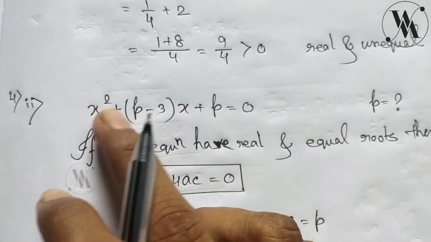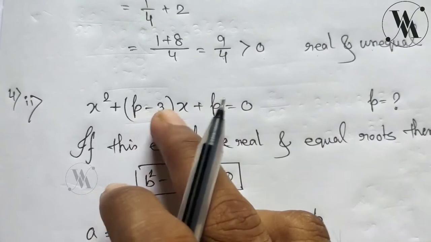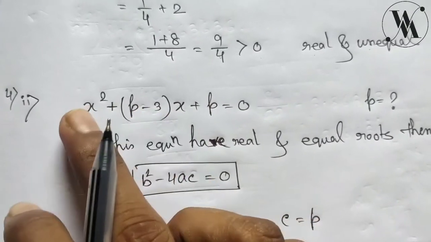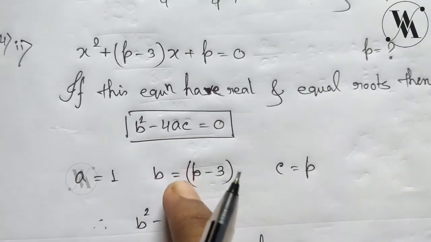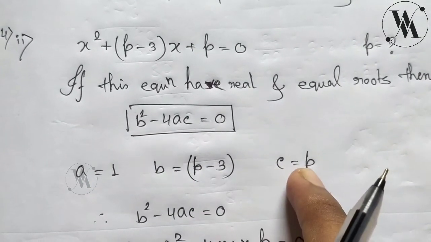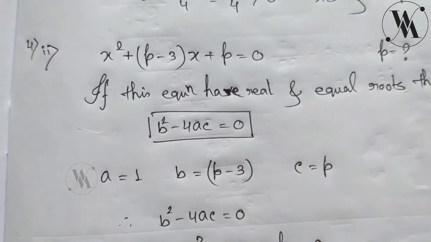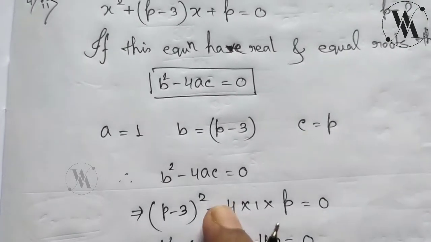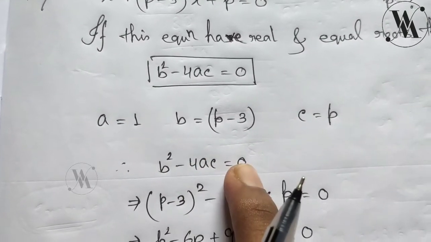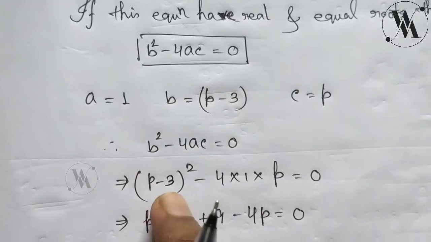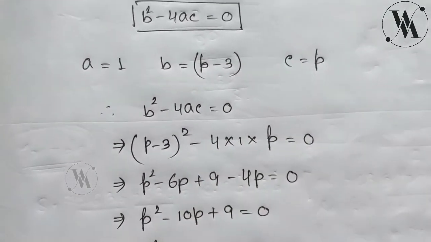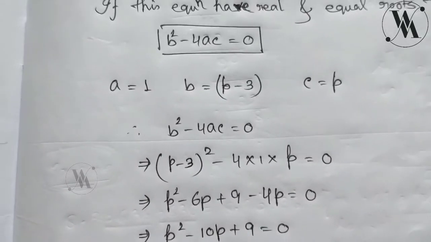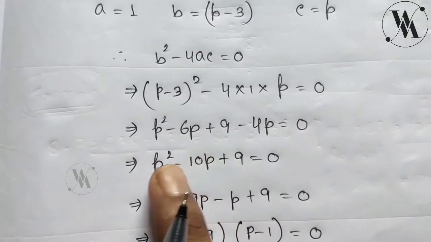So in this equation, a equals 1, b equals p minus 3 and c equals p. Now according to the problem, b square minus 4ac equals 0. So put down the values: p minus 3 whole square minus 4 into 1 into p equals 0. So here p square minus 10p plus 9 equals 0, which is also a quadratic equation.